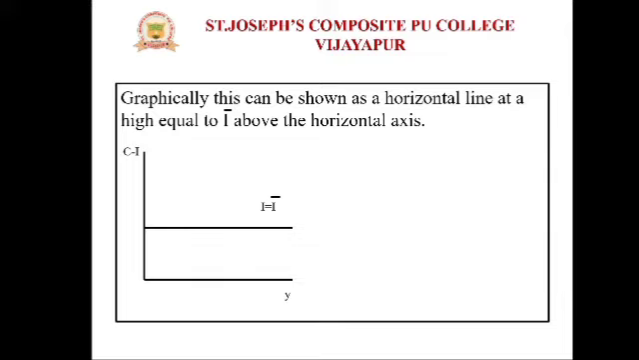This investment function we can express with the help of a diagram. Here, graphically this can be shown as a horizontal line. You can see here it is a horizontal line at a height equal to I dash above the horizontal axis. That means investment which is autonomous, or independent of income, is shown as a horizontal line.